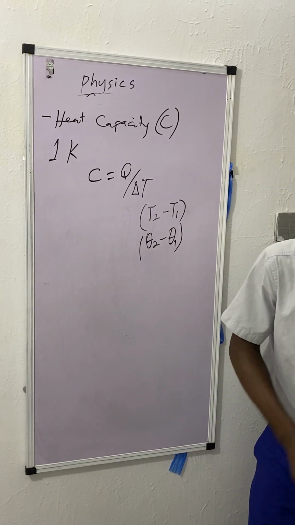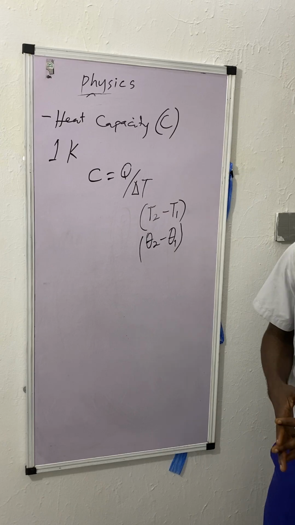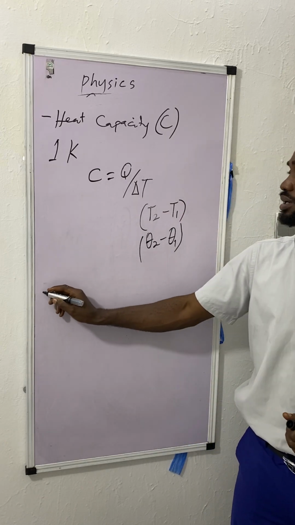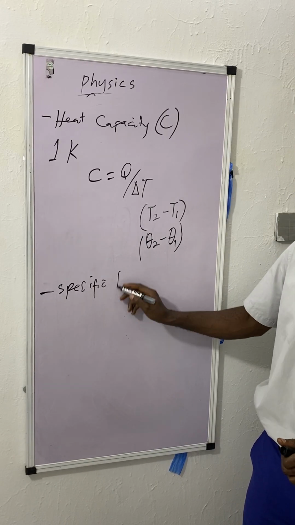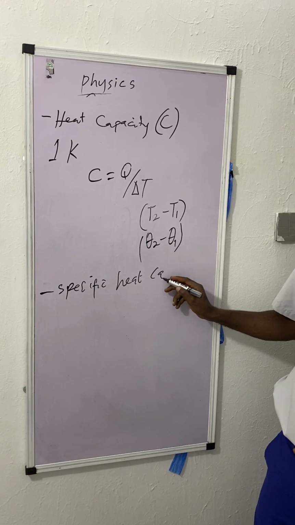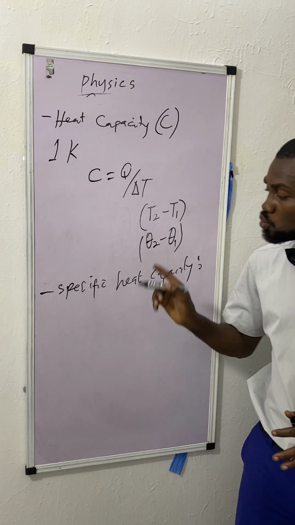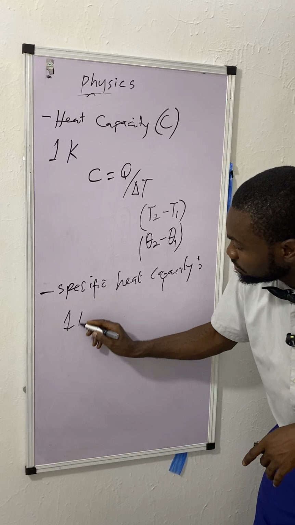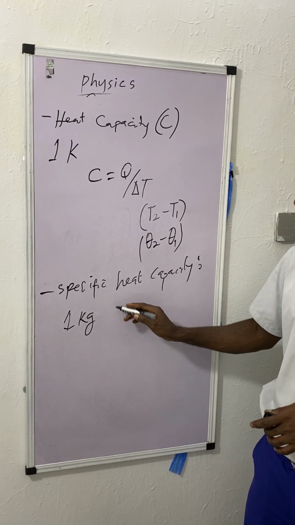All right. So next, let's look at specific heat capacity. Very easy. So specific heat capacity is the amount of heat. This one is not specific. Okay. Specific heat capacity is the amount of heat required to raise 1 kilogram mass of a substance. So here we have 1 kilogram. Okay. By 1 Kelvin.